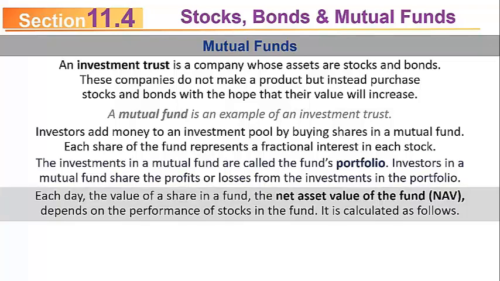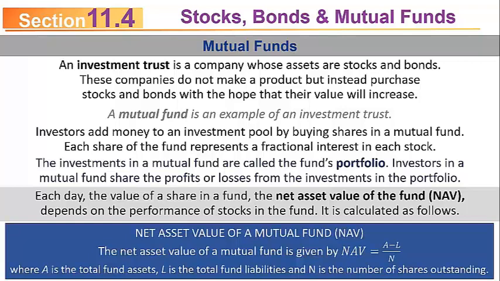Each day, the value of a share in a fund, the net asset value of the fund, or NAV, depends on the performance of stocks in the fund. And it's calculated as follows. The net asset value of a mutual fund, or NAV, is (A minus L) over N, where A is the fund's total assets, L is the fund's total liabilities, and N is the number of shares outstanding.